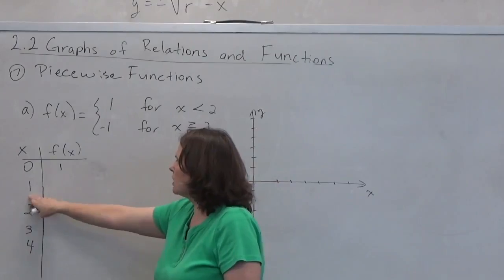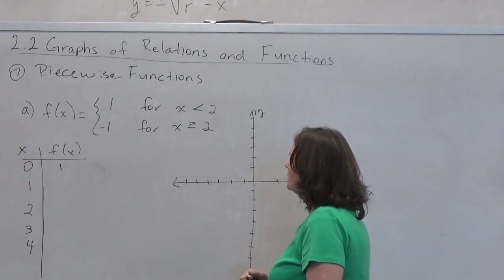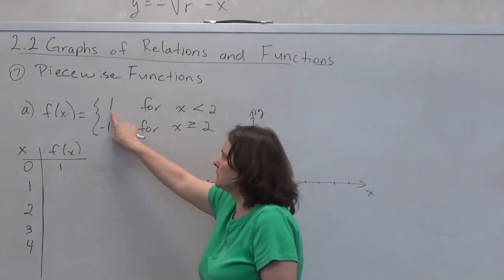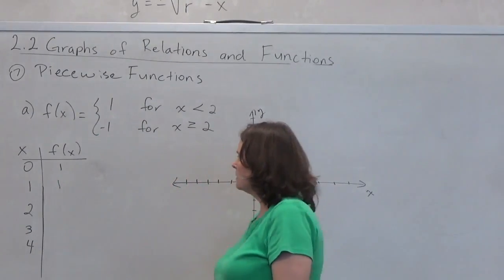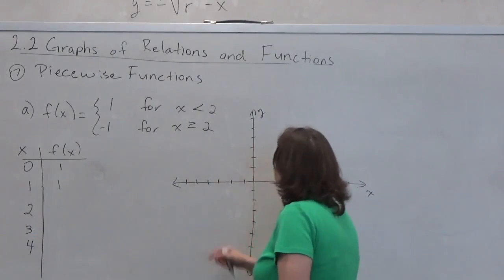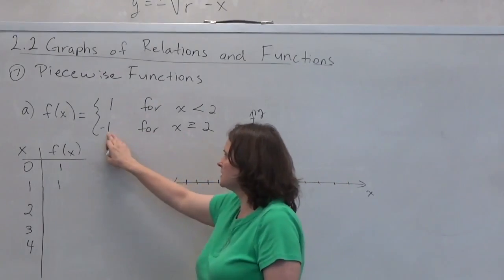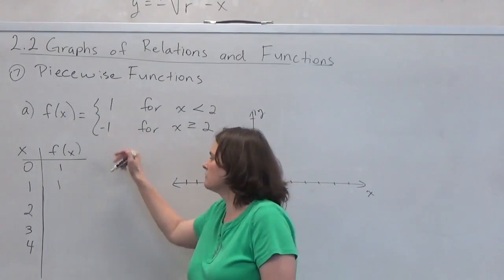If x equals 1, again, I have to decide, do I go to the top or to the bottom? If I've got 1, 1 is still less than 2, so that puts me here. So this is my function value, so 1 there as well. If x equals 2, this time I'm looking at the bottom. If x equals 2, I'm going to use this definition. So my function value, or my y value, will be -1.